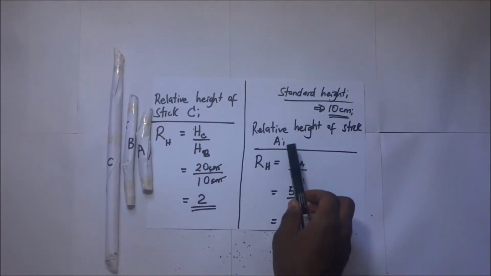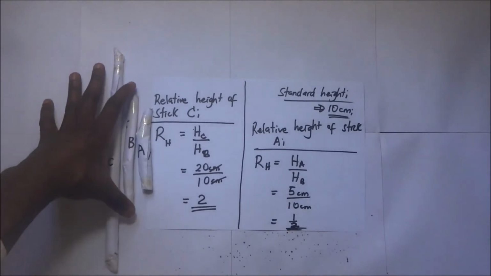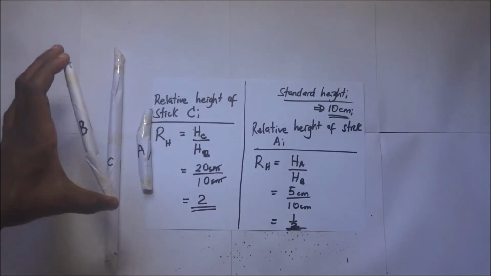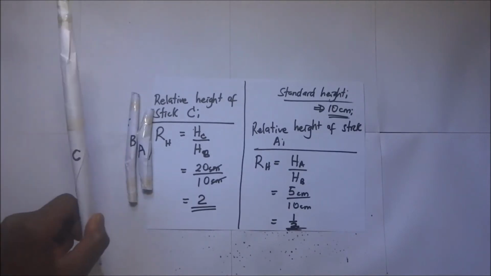So now why am I making these calculations of relative height? I'm trying to explain the significance of what we mean by relative height. Like I said, this is my standard height, B. This is the height I want. It's the height I've chosen. It is my standard height, B. But now, some sticks are taller.